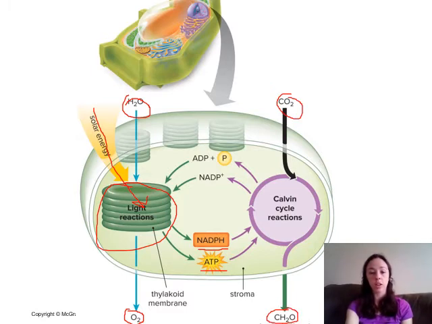This then frees up the coenzyme ADP and NADP to go back into the light reactions where they can be used again. So this is a constant cycle that is going on inside the chloroplast.